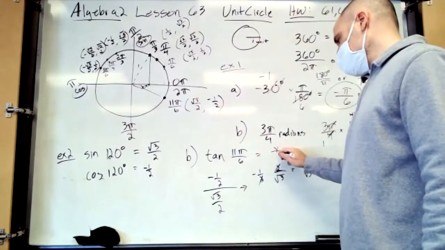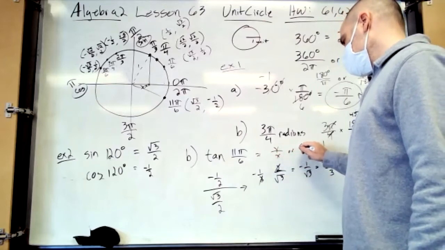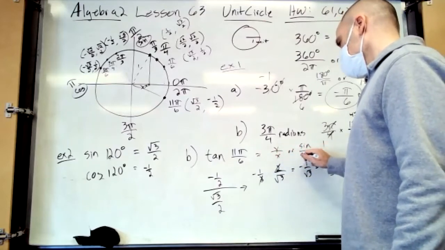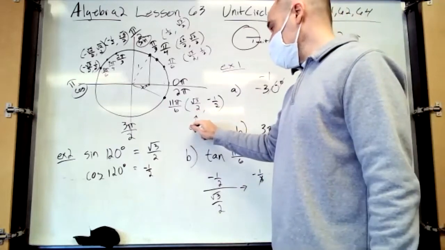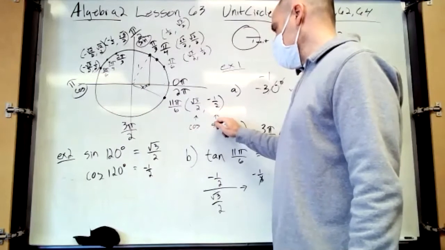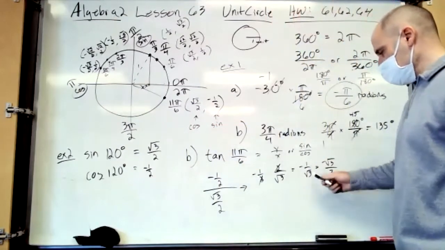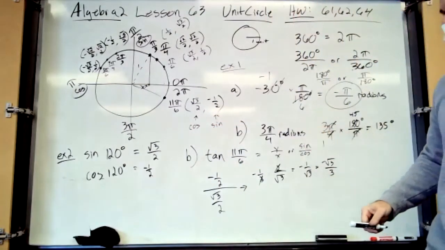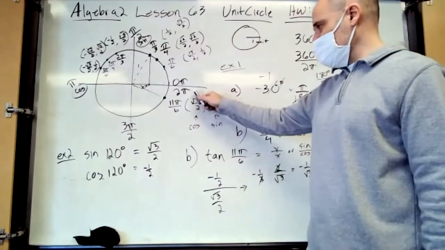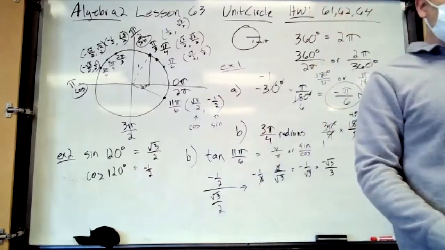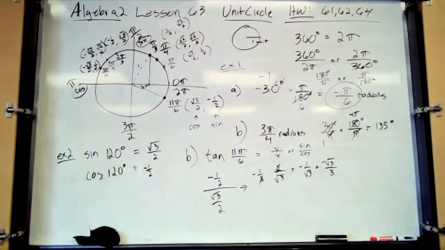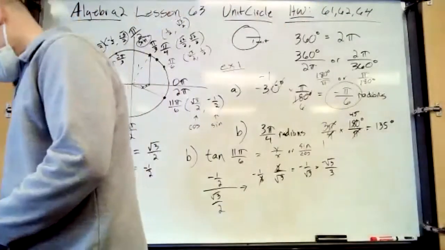So you can just say y over x or sine over cosine. Remember, this is your x value or your cosine value, and this is your sine value. So negative 1/2 divided by radical 3 over 2, or negative 1/2 times, flip that. The 2's cancel. Get negative 1 over radical 3. You have to rationalize that denominator. So that's just negative radical 3 over 3.